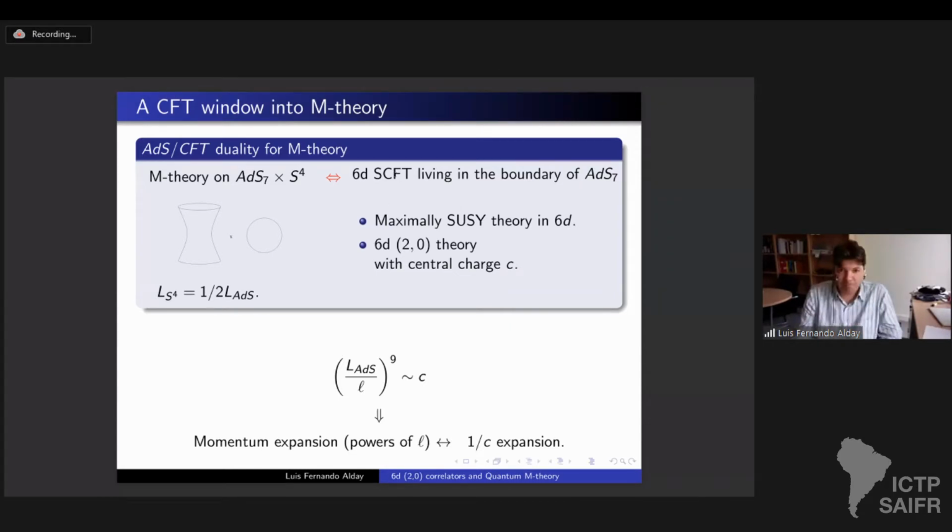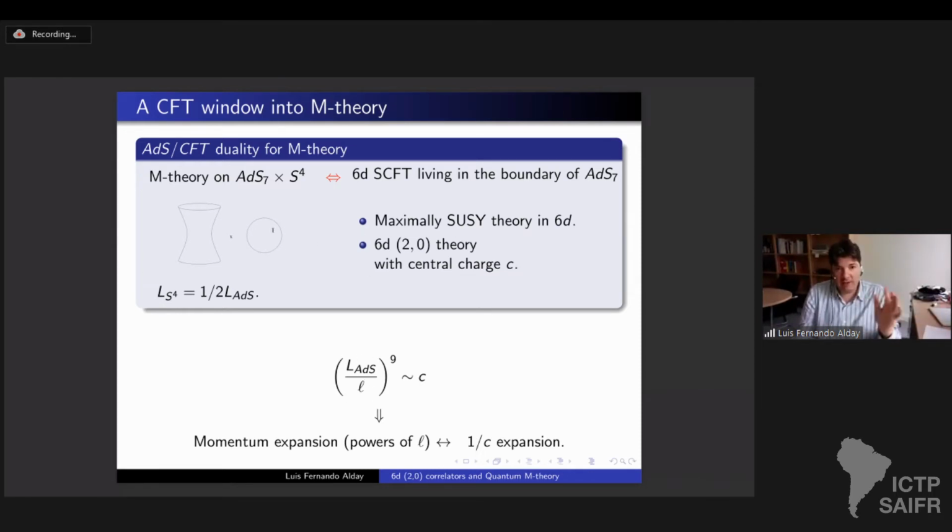This theory is the maximally supersymmetric theory in 6 dimensions, the so-called 6-dimensional (2,0) theory with central charge C. Now, it is known that M-theory doesn't have a dimensionless coupling constant. However, as soon as you put M-theory on a curved manifold, we have a length, given by the radius of AdS, and with the 11-dimensional Planck length, we can form this dimensionless ratio.